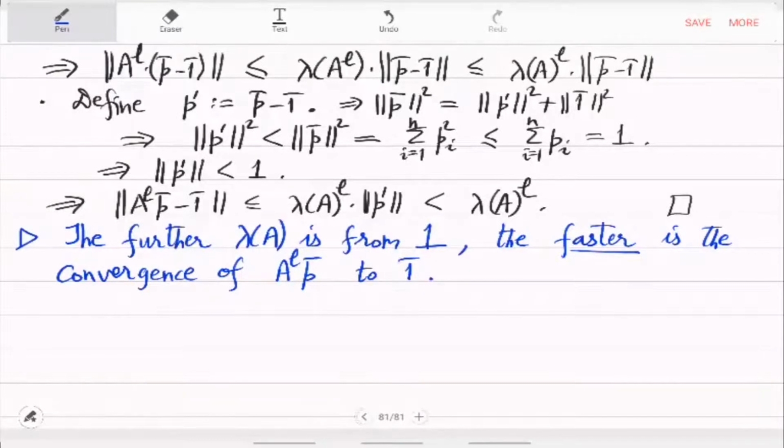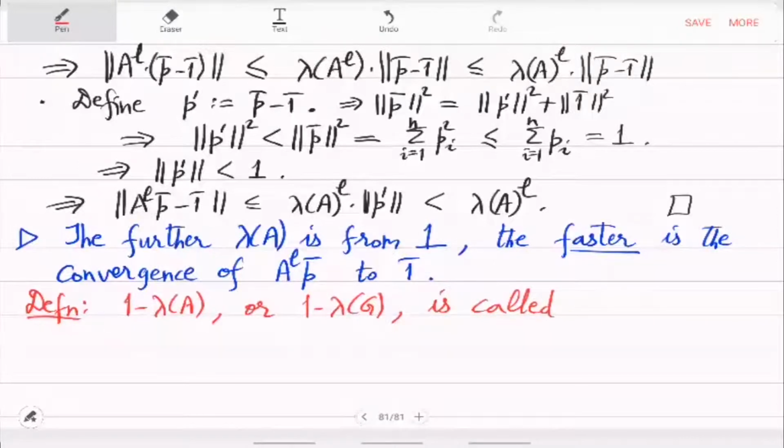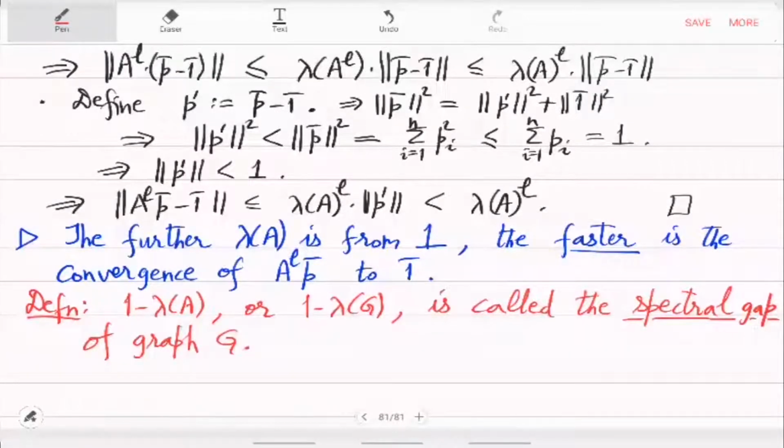Okay, and this is what motivates spectral gap, the notion of spectral gap. So for a graph like this given by adjacency matrix, normalized adjacency matrix A, the spectral gap is 1 minus lambda a, and we want it to be large. So 1 minus lambda a, or we can equivalently define it for the graph as well in the same way. This is called the spectral gap of the graph G. And we wish it large.